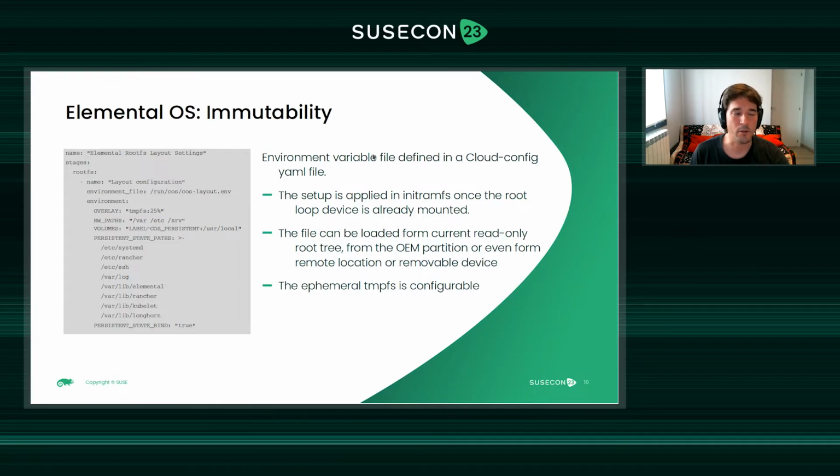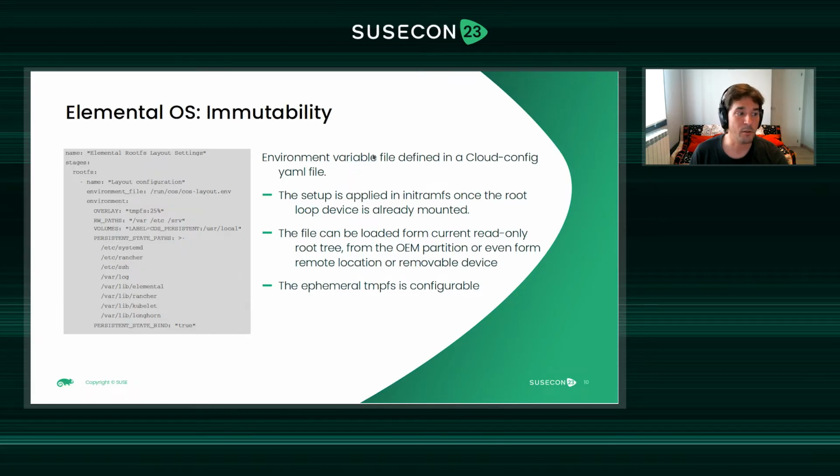So there is no big magic within this dracut module of Elemental. Let's just give a quick look at what is configured here. We can configure the overlay size, the in-memory file system size. In this case, it's configured to make use of 25% of the available memory of the system.